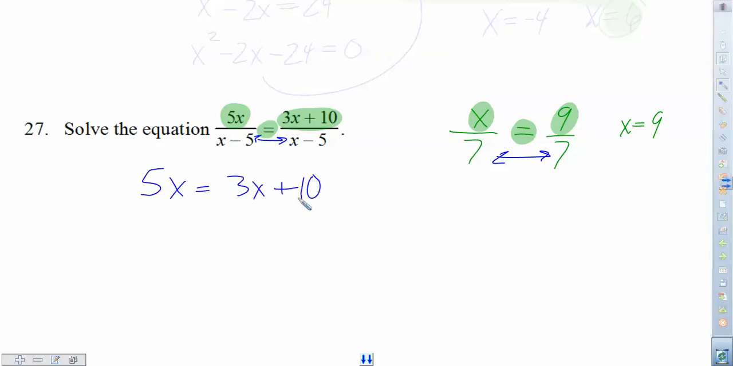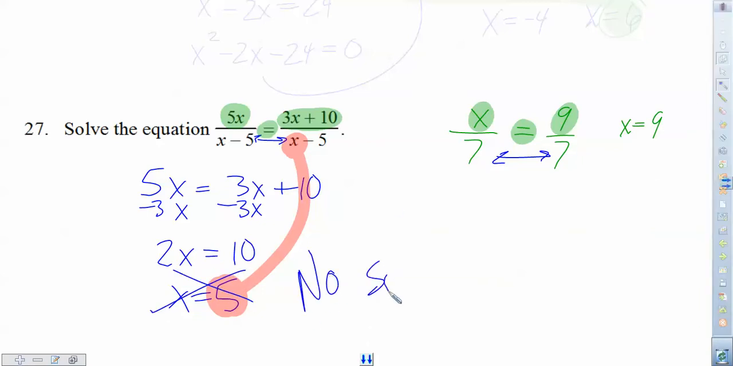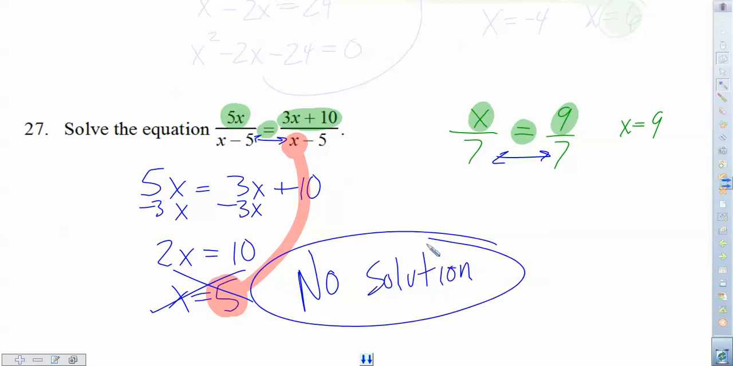We have variables on both sides of the equal sign, so we have to subtract to get them on the same side. So then 2x equals 10. Dividing both sides by 2, or just common sense, 2 times 5 gives us 10. Whoa! What was the problem here? 5, when we take that 5 and plug it in here, realize we make that denominator 0. So guess what? The only answer that we had here doesn't work, so there is no solution to this problem.